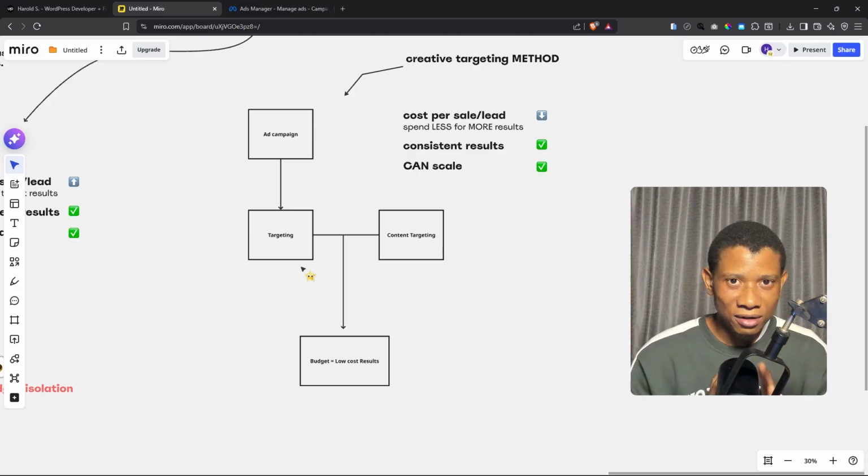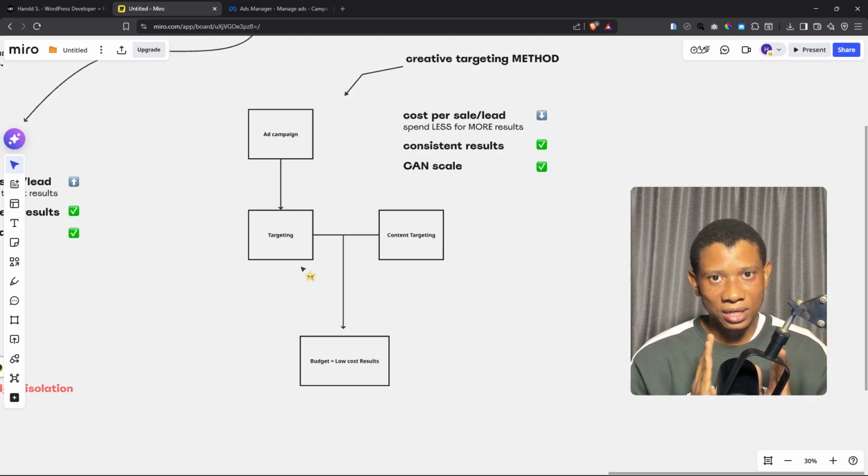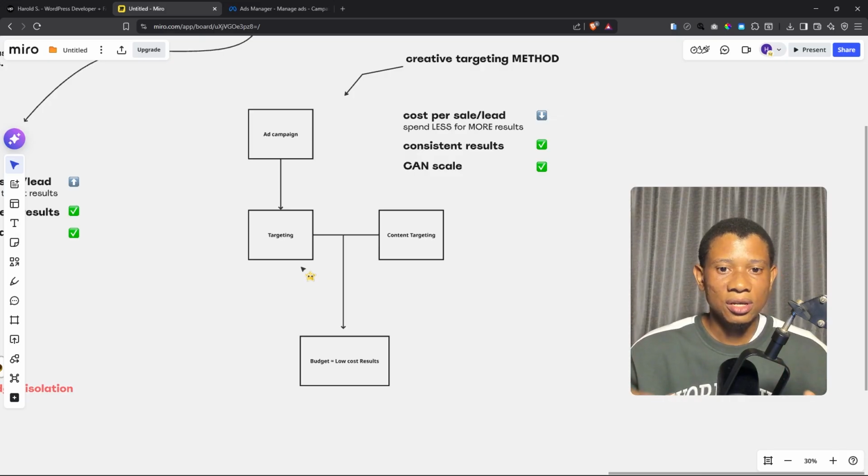So we appear in front of them through targeting, through interest targeting, lookalikes and all that. Then we take that opportunity to increase our chances of the person clicking by talking to that person. Are you this person? Is this what you're looking for? And then they easily click. We have a higher CTR, and as a result, we're going to have low cost results.